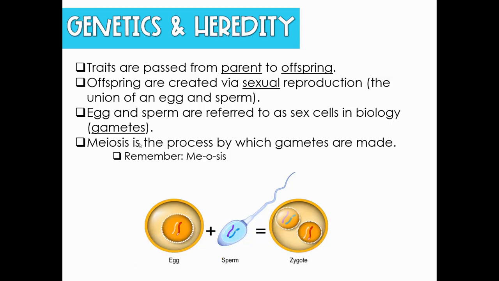All right, we know that traits are passed from parent to offspring, and offspring are created through sexual reproduction, which is the union of an egg and a sperm. And in biology, we refer to eggs and sperm as sex cells, which are also called gametes. And in our last review session, we talked about the process of meiosis, but just remember, meiosis is the process where gametes are made. If you pronounce meiosis, it would be easy to remember, because meiosis, think about me. This is how I am made.